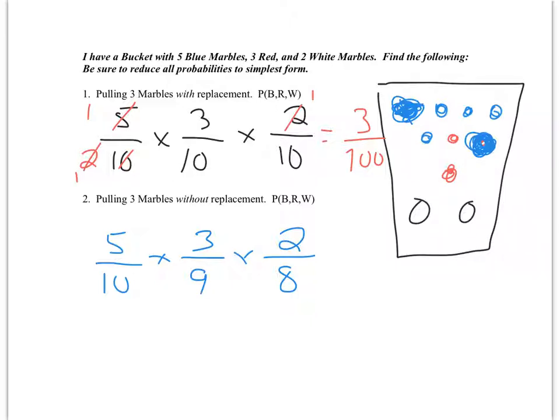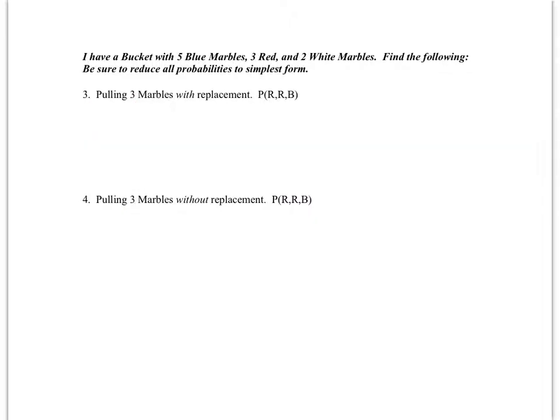Before I multiply, I'm going to cancel. 2 and the 8 can become 1 and 4. 5 and the 10 become 1 and 2. 3 and the 9 become 1 and 3. It looks like up top I got all 1s, 1 times 1 times 1. And on the bottom I got 2 times 3 times 4, which is 24. So I have a 1 out of 24 chance of getting a blue, a red, and a white without replacement. So dependent probability. Okay, you guys try these two.